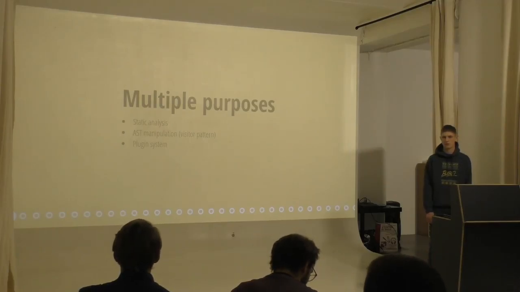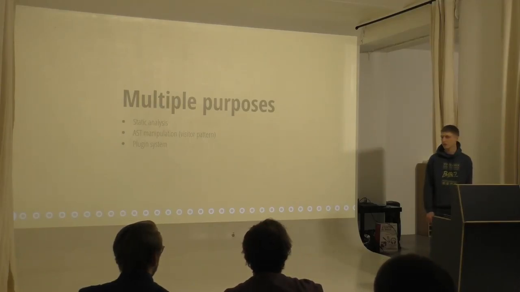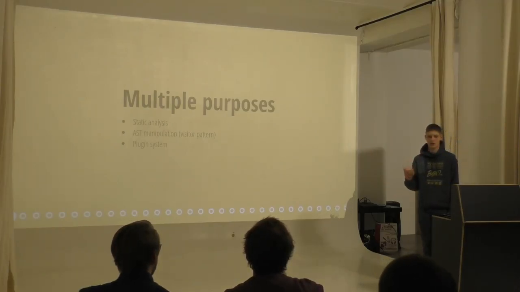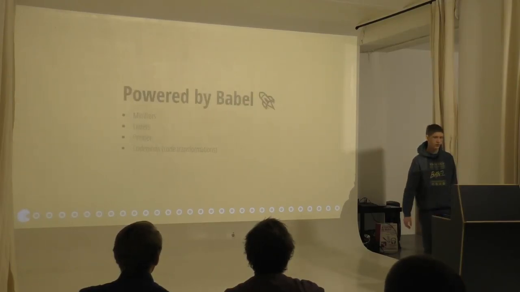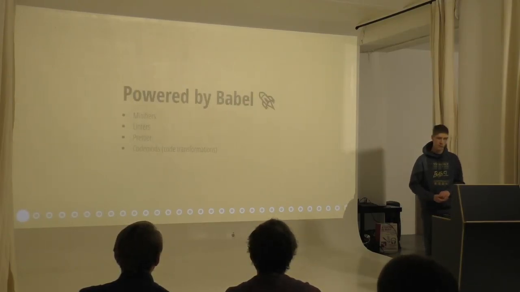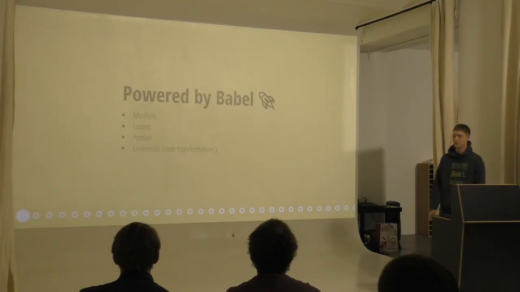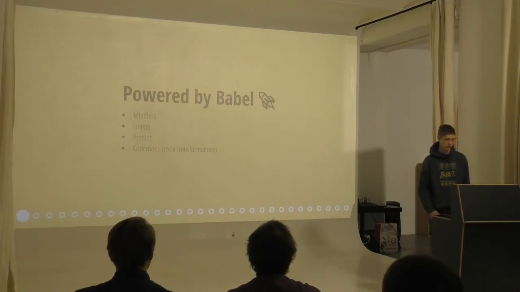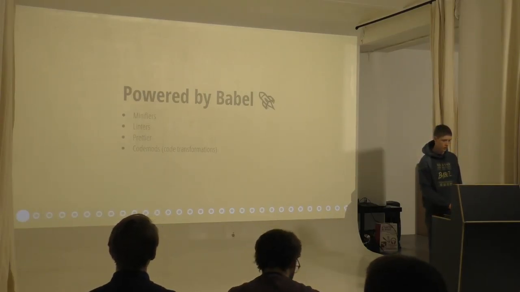It's doing a lot of not magic, but hidden work. There's a lot of tools built on it. So we have a few minifiers. There are linters. Prettier is using only our parser. A lot of code transformation as well, powered by Babel.